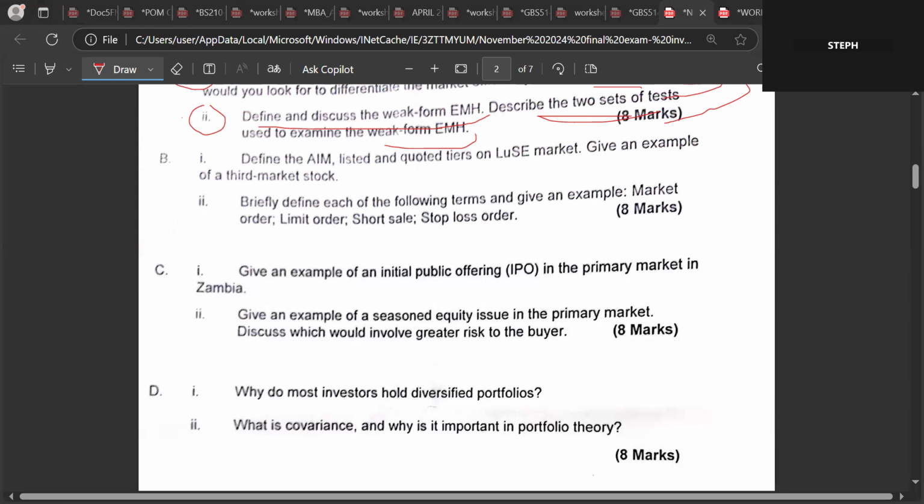Okay, let me go ahead and just define it. A market order is an order to buy or sell a stock immediately at the best available price. An example of this would be buying 100 shares in a company at whatever the current market price is. Now, a limit order is an order to buy or sell a stock at a specific price or better. For instance, setting a buy limit to purchase company XYZ stock at only $50.